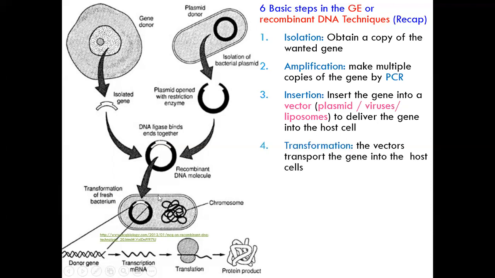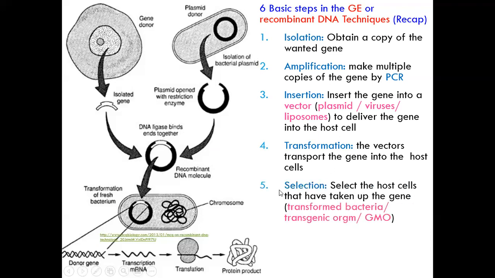Then we will transfer the recombinant DNA to the host cell. It's called transformation. Because only 1% of the bacteria will take up the plasmid, we have to do a selection to select host cells that have taken up the gene. That means we select the transformed bacteria, or if you use another cell, it could be another organism, a transgenic organism or GMO, genetically modified organism, or plant.